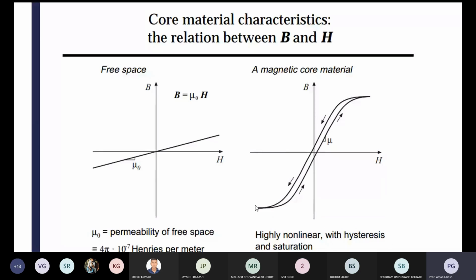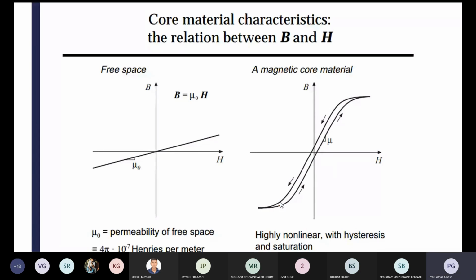Then again you make it zero, and again you increase the value of current, so it goes to the positive side. Finally we get that type of structure. In between, one is the decreasing part. All the time it is not following that way, so if spontaneous magnetism changes, all that path will also change. But for a single cycle, you can see the structure is highly non-linear.